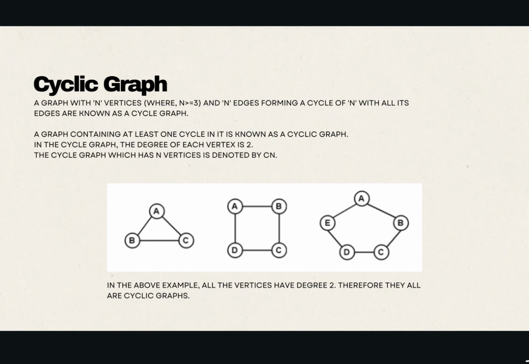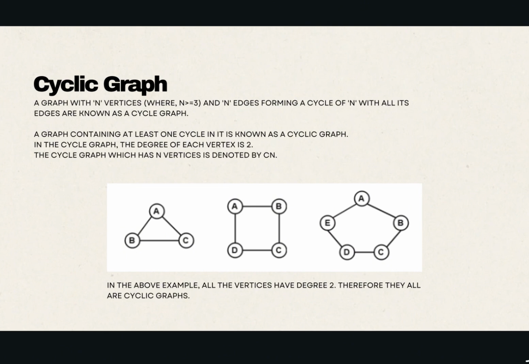Cyclic graph. A graph with n vertices, where n is greater than or equal to 3, and n edges forming a cycle of length n with all its edges is known as a cycle graph. A graph containing at least one cycle in it is known as a cyclic graph. In the cycle graph, the degree of each vertex is 2. The cycle graph which has n vertices is denoted by Cn.